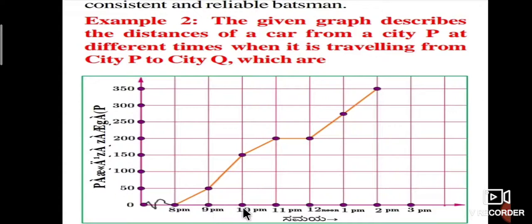8 p.m., 9 p.m., 10 p.m., 11 p.m., 12 noon, 1 p.m., 2 p.m., 3 p.m., etc. And observe here, it is 0 kilometers, 50, 100, 150, 200, 250, 300, 350, etc. Scale: along the x-axis 1 centimeter is equal to 1 hour, along the y-axis 1 centimeter is equal to 50 kilometers. Observe that graph and answer the following questions.